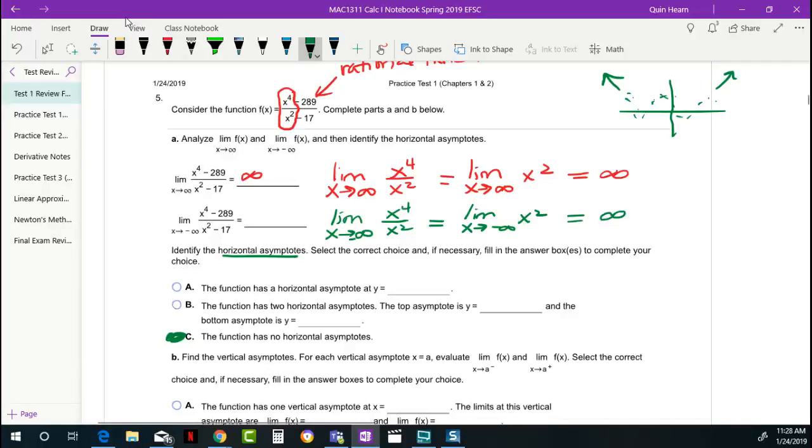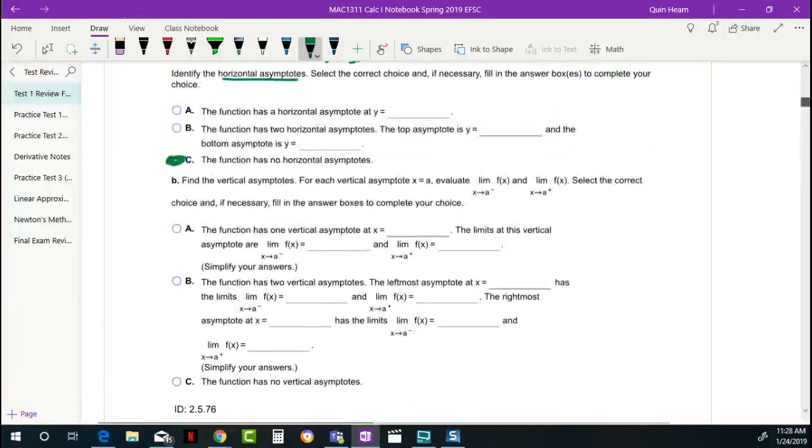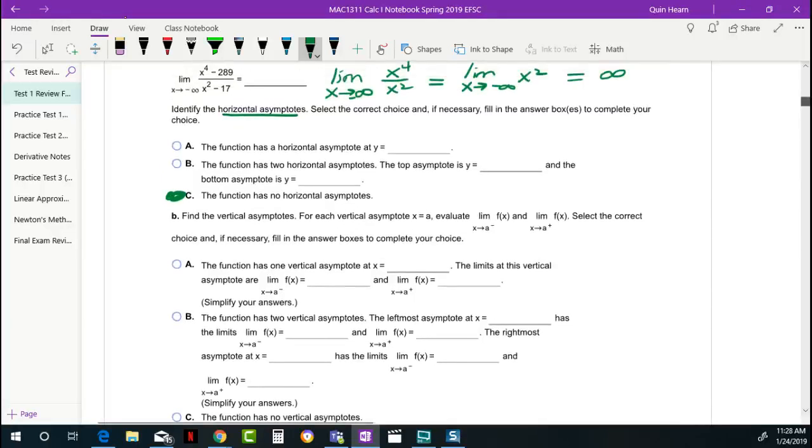So it never settles to look very close to a line. So there's no horizontal asymptote. Now, vertical asymptotes. Let's consider vertical asymptotes. So I'm going to copy the function down and talk about that.